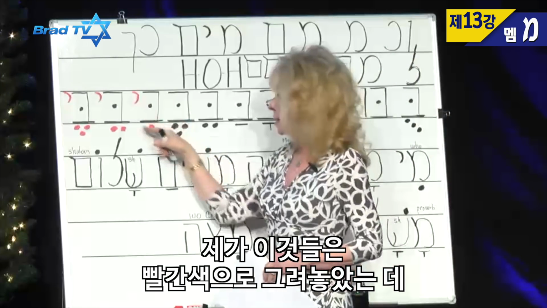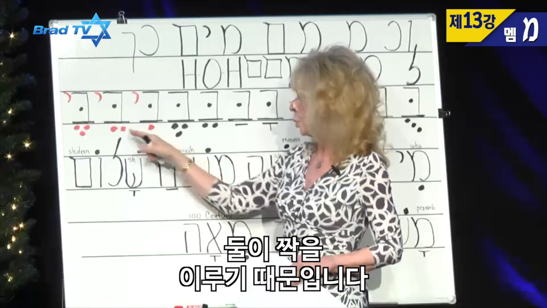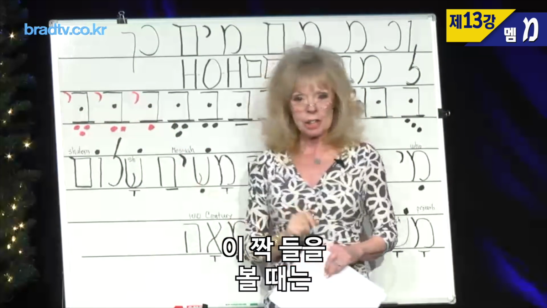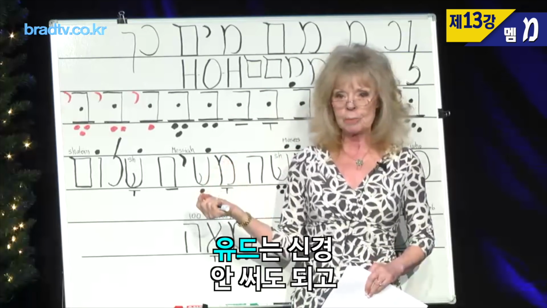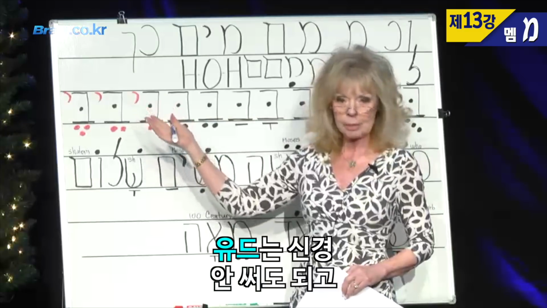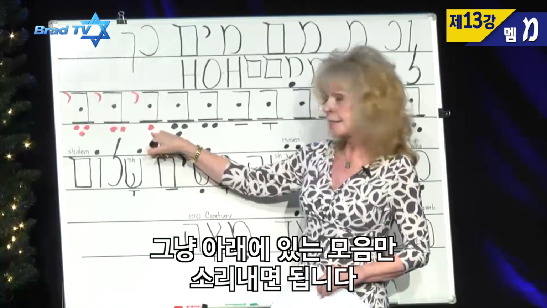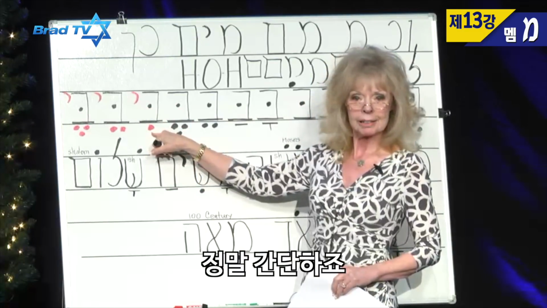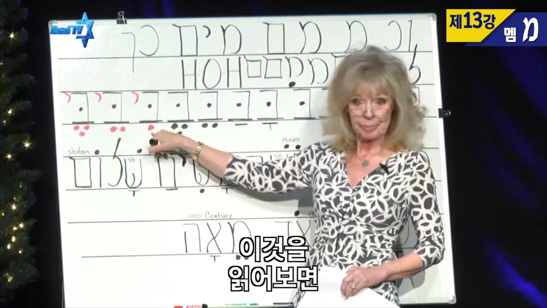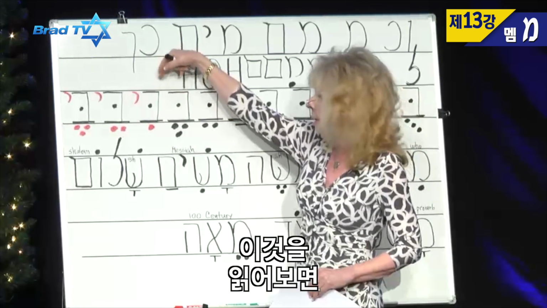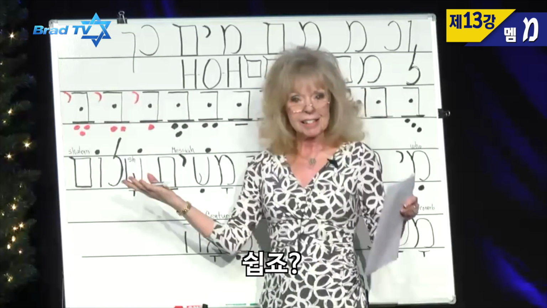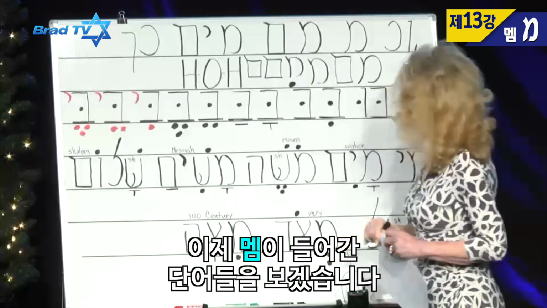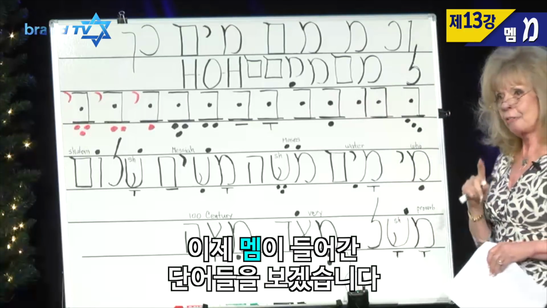And now I put these in red because these points work together. And guess what? You don't even have to worry about the yud when you see that vowel combination, because yud is a vowel at this point. All you have to say is the vowel point underneath. So it's super simple. Okay, so this is going to be be. Simple, okay? So now let's read some words that have mem in them.